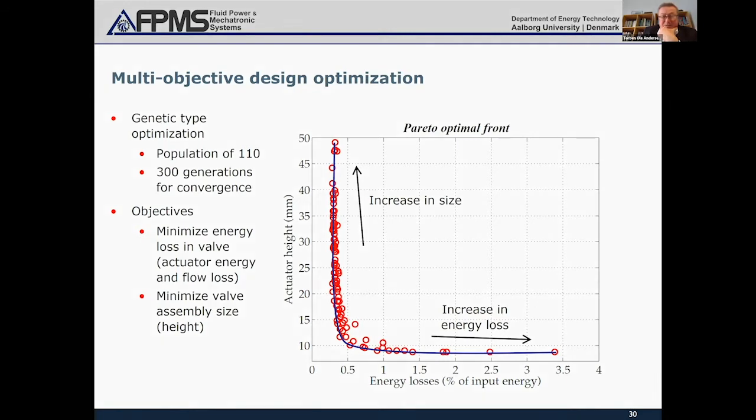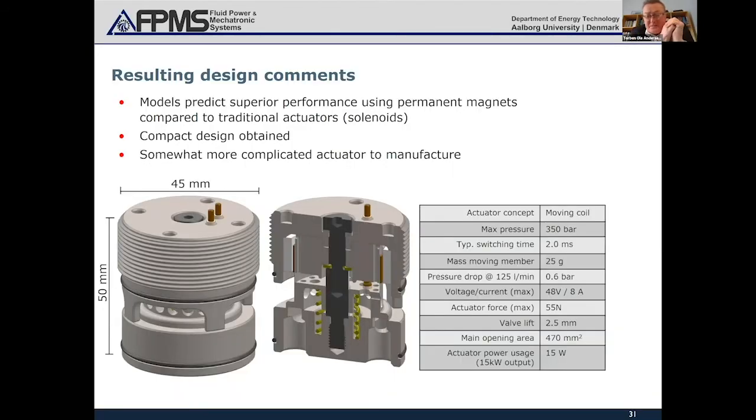And that needs to be done for each actuator. Here are some of the results, and you see the size of it. It's an actuator here, and it really shows superior performance in comparison to conventional switching valves in fluid power. You see we have 2 millisecond switching, 350 bar, and the pressure drop at 125 liters per minute is only 0.6 bar, and that's very, very low.